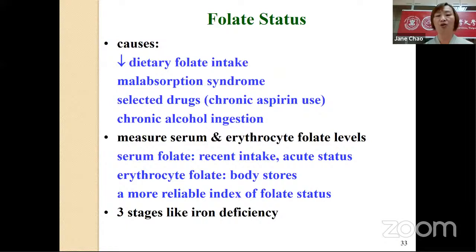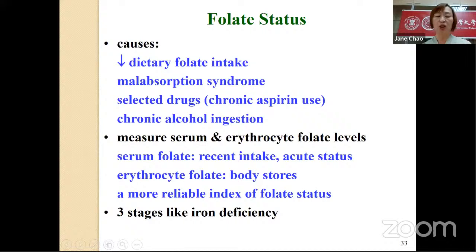And there are changes in physiological functions in the elderly. They will decrease absorption of folate, so they have something like malabsorption syndrome. And if they have several prescribed drugs, for example, chronic aspirin use for cardiovascular diseases, it also will interfere with the folate status, or if they have chronic alcohol intake, they also will increase folate excretion from the body.